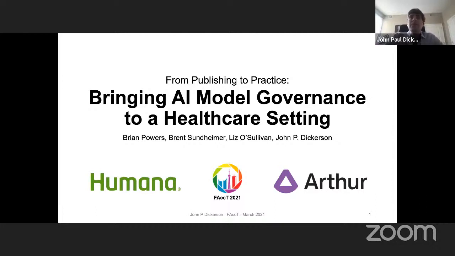Today we'll be talking about from publishing to practice, bringing AI model governance to a healthcare setting. And by the end of this 90-minute period, you'll know what each of those words mean, and you'll have learned both from the AI practitioner side as well as from the stakeholder side, some baseline steps on how to implement and sort of govern AI models in practice.